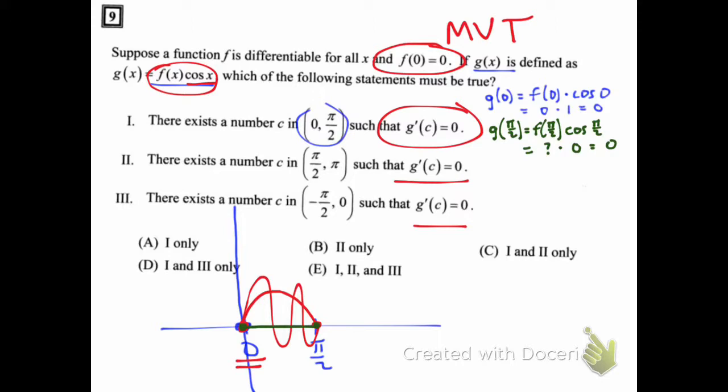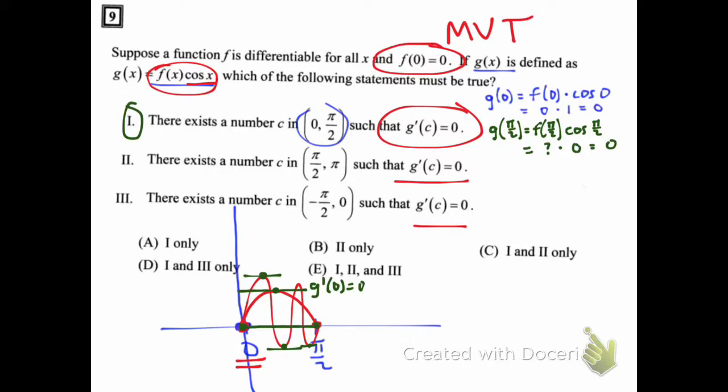The mean value theorem guarantees us that g prime at some point in between is going to be equal to 0. It doesn't matter what g looks like. It might happen one time, might be more than one time, but the derivative at some point along the way is going to be equal to 0. So therefore 1 would be true.